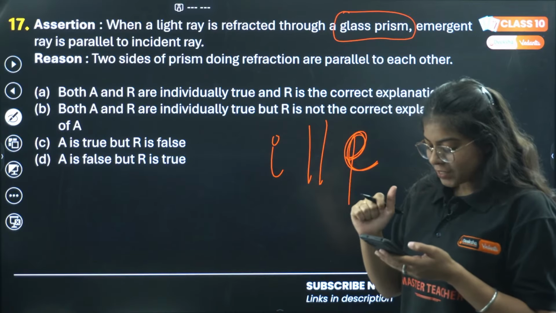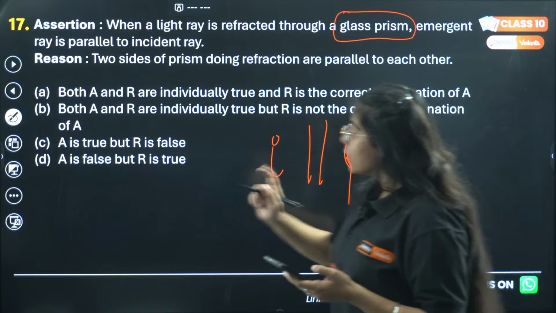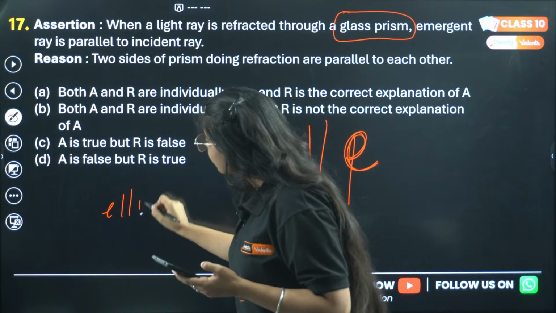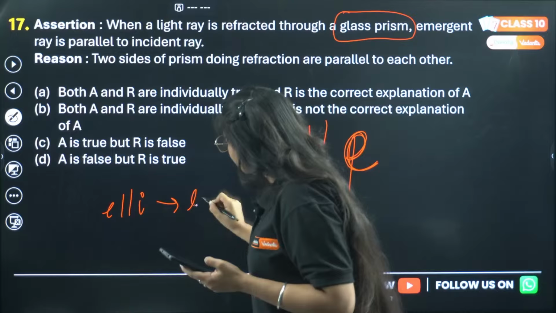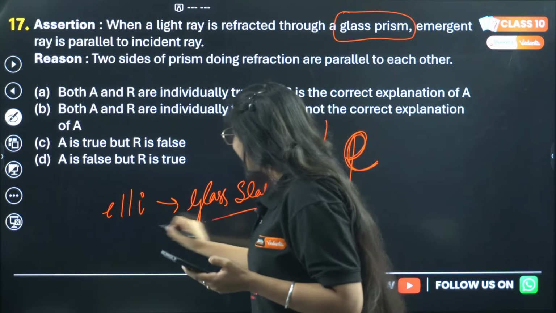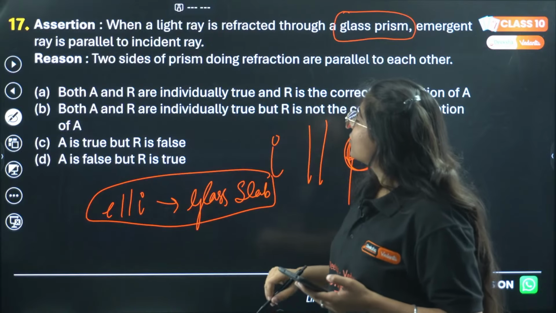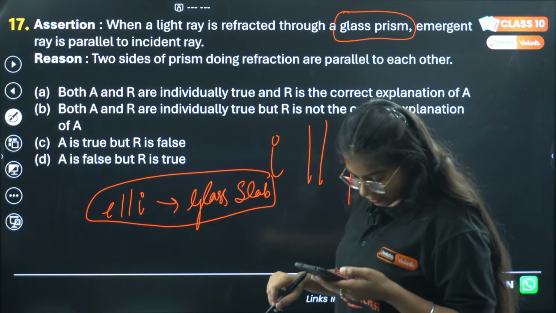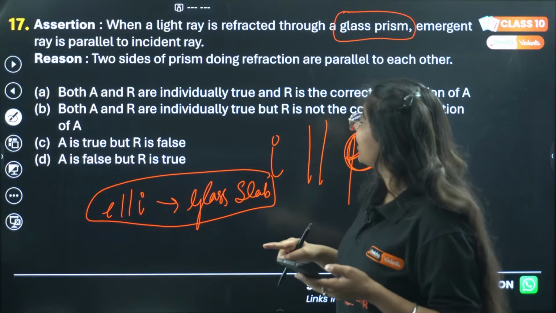Emergent ray is not parallel, instead it's deviated. Correct. Emergent ray is parallel in case of what? That is in case of glass slab. That is in case of glass slab. Okay, so the answer will be what? D. Rohit is saying D. Vijay is also saying D.